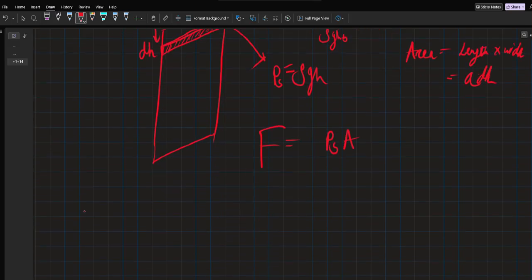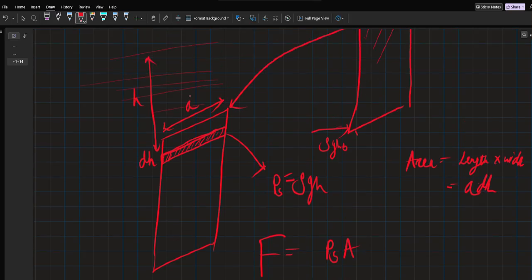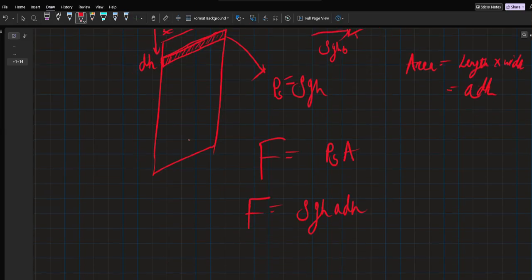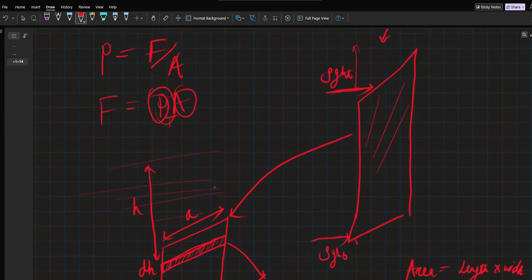So the force will be, we know the pressure rho G H, and the area is A DH, right? And please notice this, we took H as a variable, okay, and DH is the very small width of the strip. So this H can change. So we're going to talk about that.